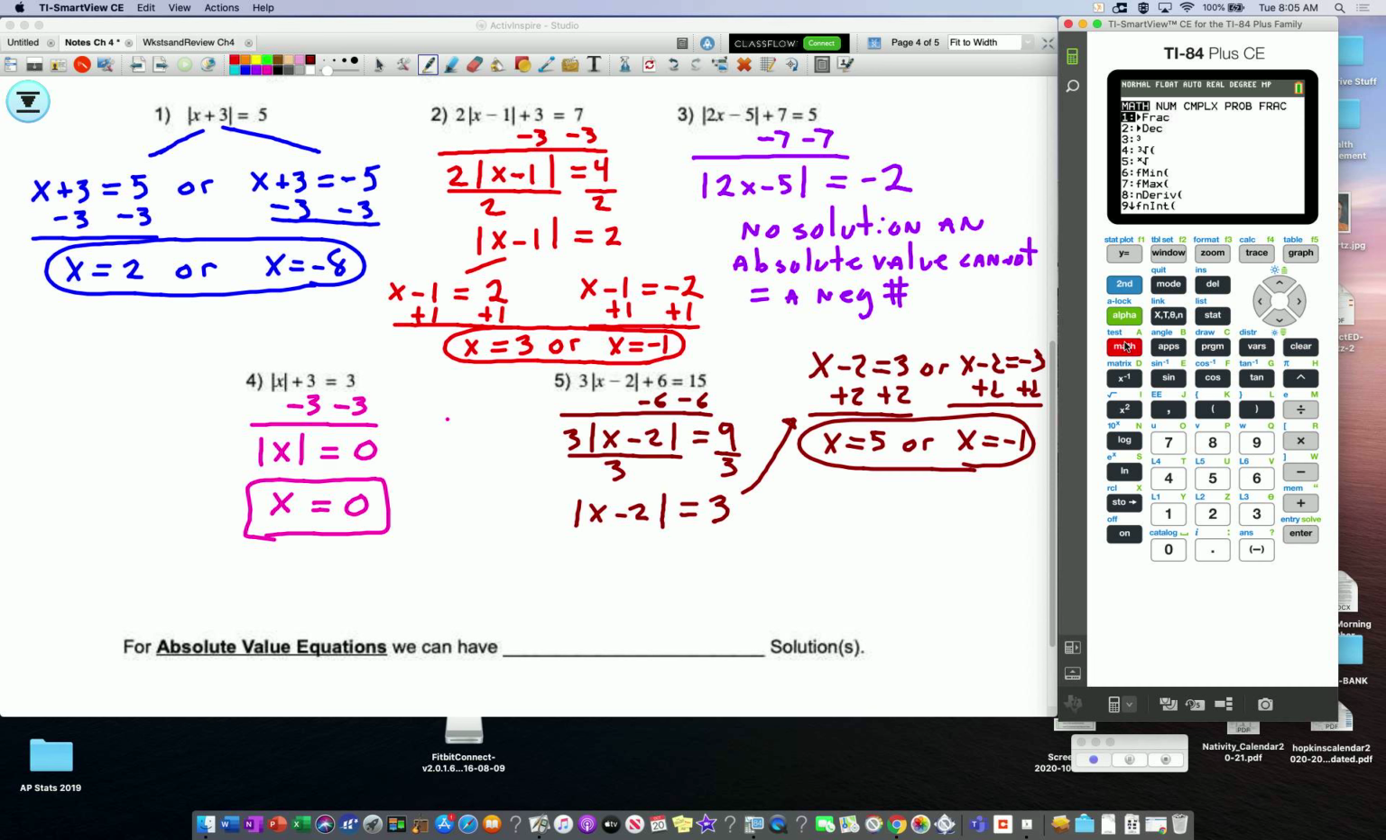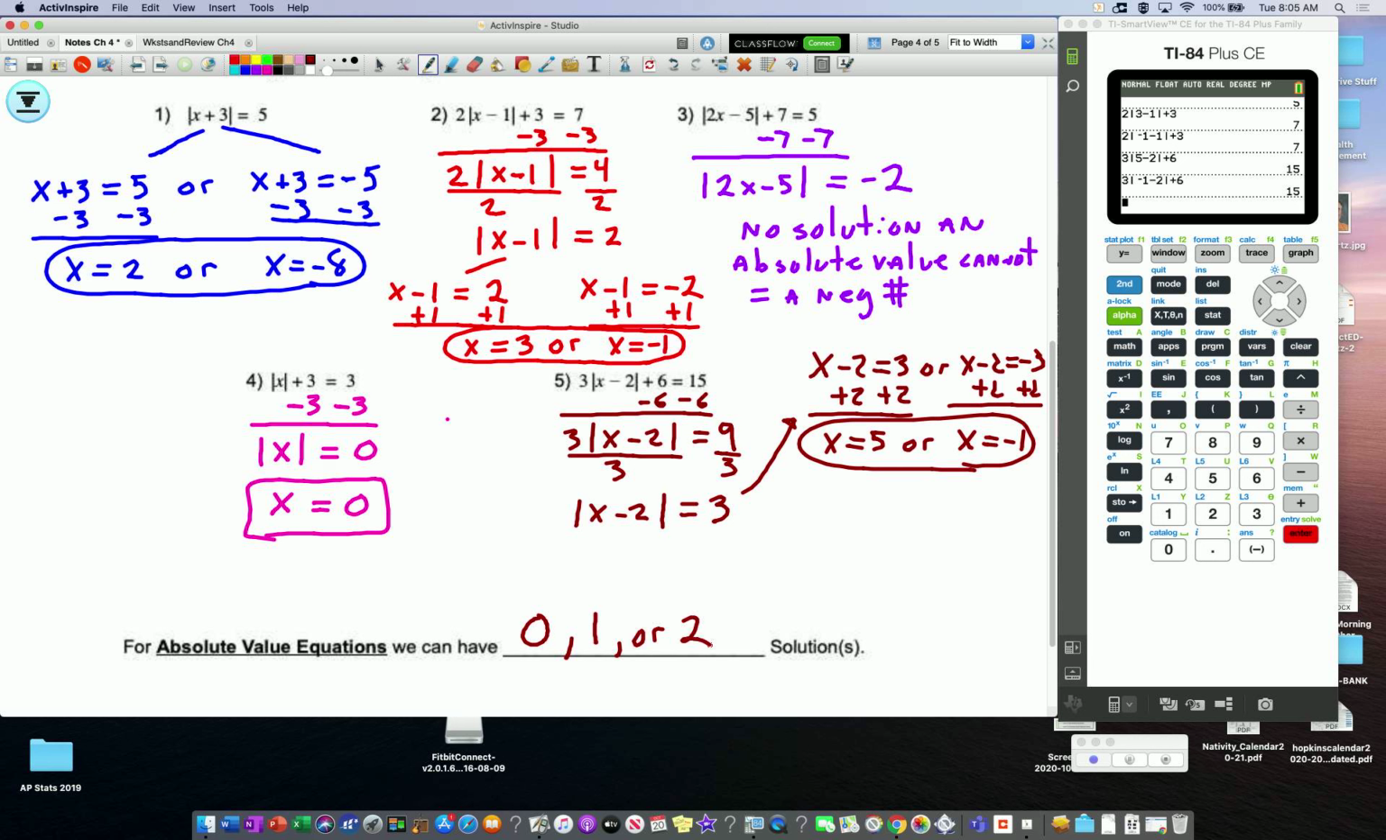Do the other one. Okay. Check it, and so the answer was, let's see, -1 minus 2, move it over, plus 6, hit enter, and I also get 15. Both answers are correct. So if you look here, in all of our different solutions, we could have 0 solutions like in number 3. We could have 1 solution like we did in number 4. And most of the time, like 1, 2, and 5, we could have 2 solutions.